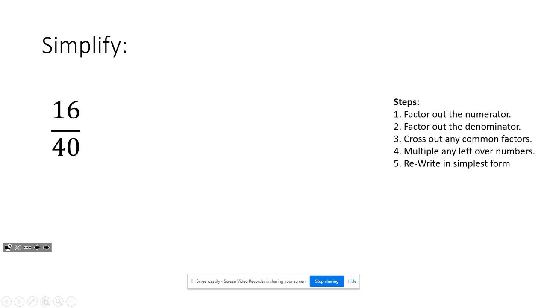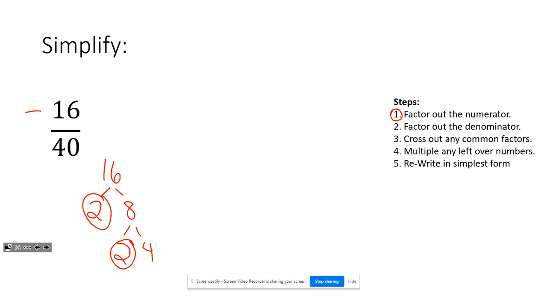All right, how do we simplify the fractions? Our first step, we are going to factor out the numerator. We know 16 is our numerator, so we'll factor out 16. I know 2 times 8 is 16. 2 is a prime number, so we can circle it. We can still factor out 8 into 2 and 4. 2 is a prime number, so we'll circle it.